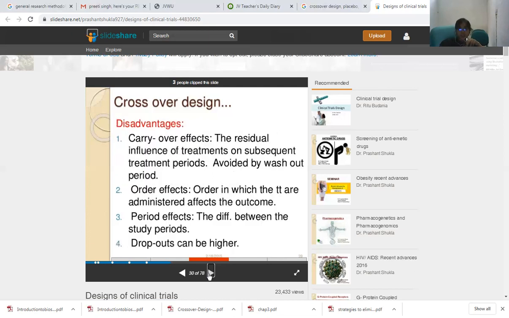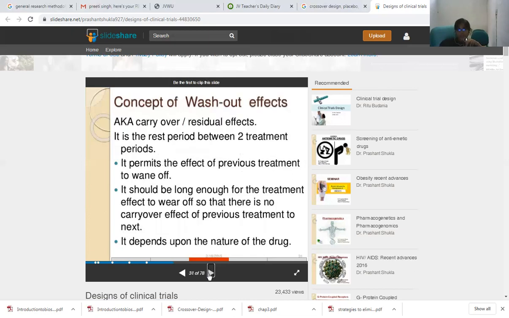So the crossover design carryover effect is the residual influence of treatment on subsequent treatment period. Concept of washout effect: it is the rest period between two treatment periods. It permits the effect of previous treatment to pay off. It should be long enough for the treatment effect to wear off so that there is no carryover effect of previous treatment to the next.